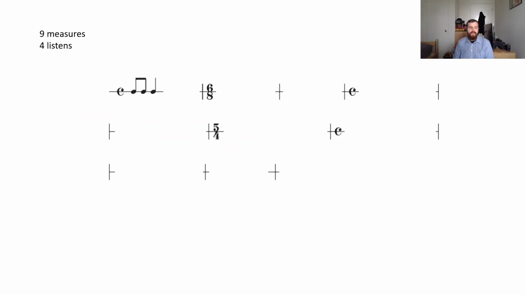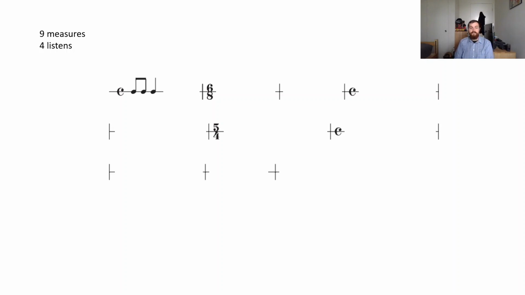9 measures, 4 listens. Notice it changes meter, and I've done the nice thing, and I've given you where the meters change. I've gone back and forth on whether or not to do this, because it would be far more difficult to not catch the meter changes, but knowing where they are also makes this quite a bit easier. So we'll see. In any case, 9 measures, 4 listens.